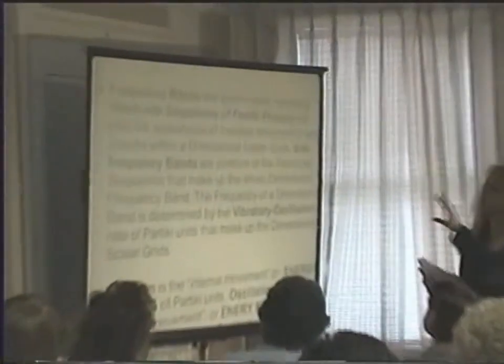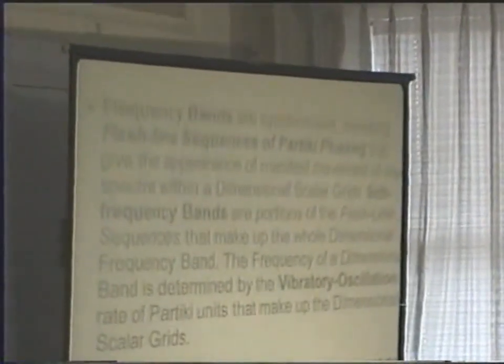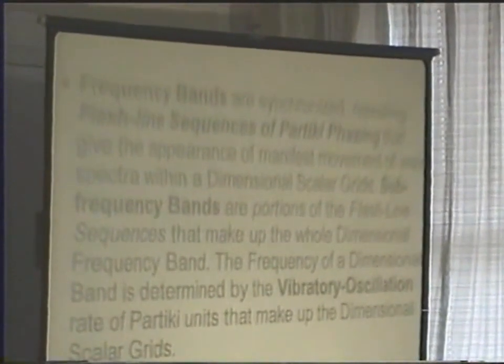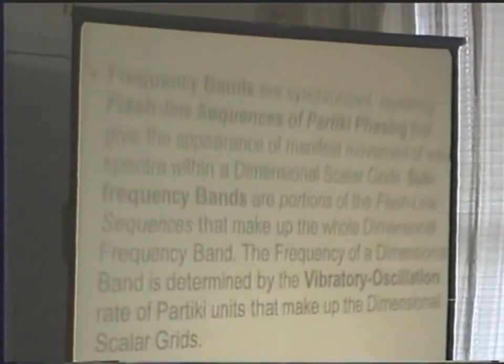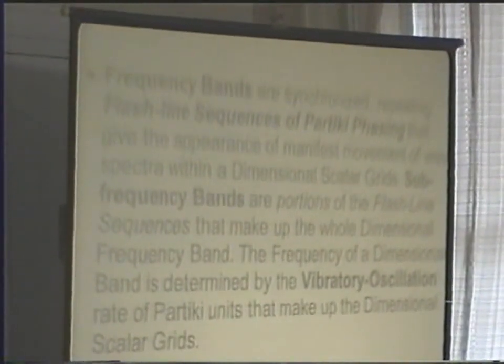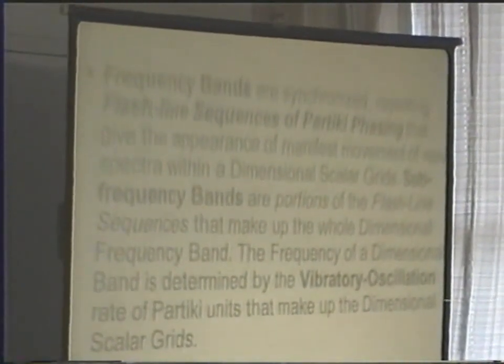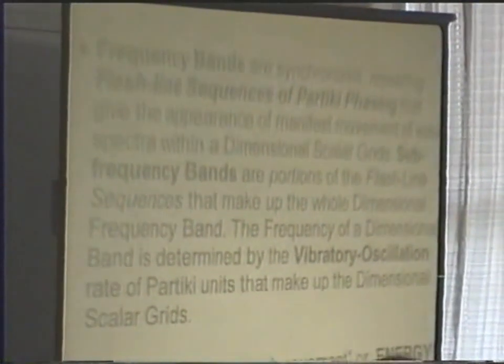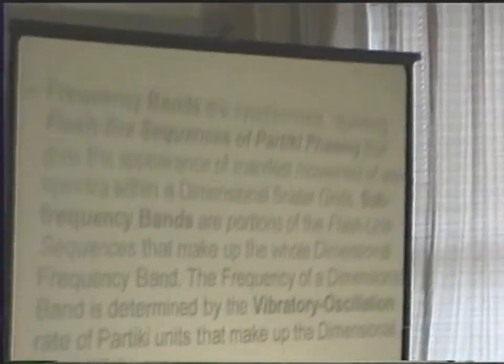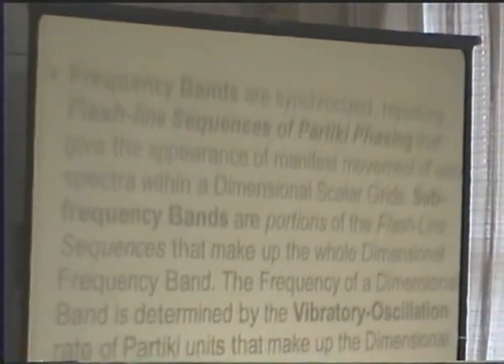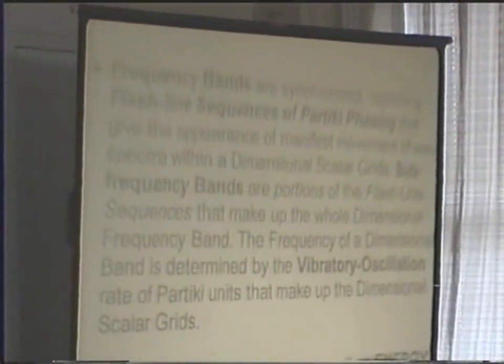If we have frequency bands that are really flash line sequences, and we have sub-frequency bands, they would be little flash sequences that are going on within the big flash sequence. These are going to be important when we start to understand the structure of dimensions, because dimensions are composed of frequency bands, which are flash line sequences, and sub-frequency bands, which are smaller flash line sequences within the bigger one. We're dealing with different pulsations of flashing on and off of lights. It's the easiest way to look at it.